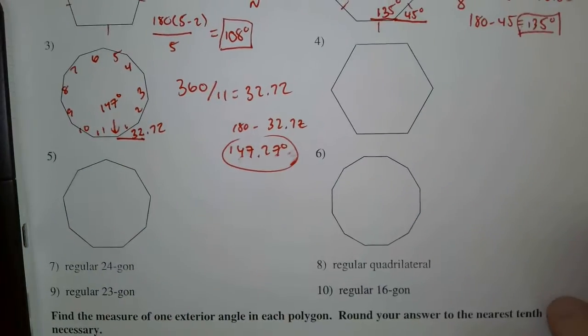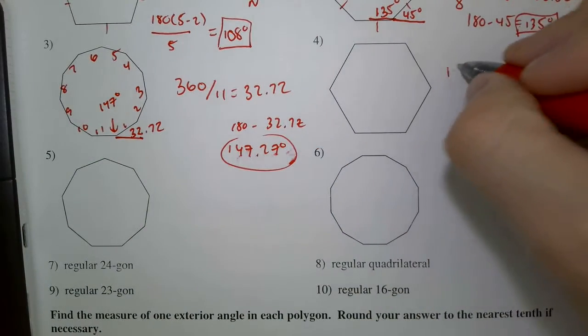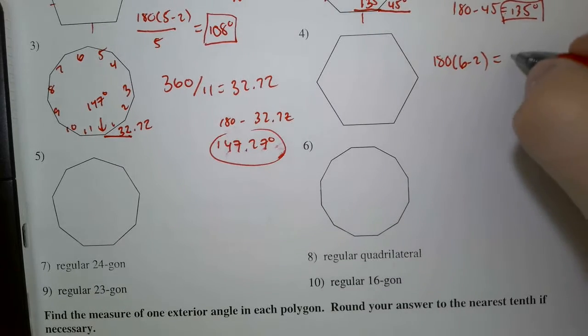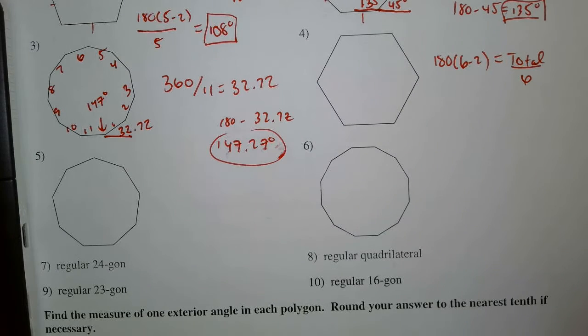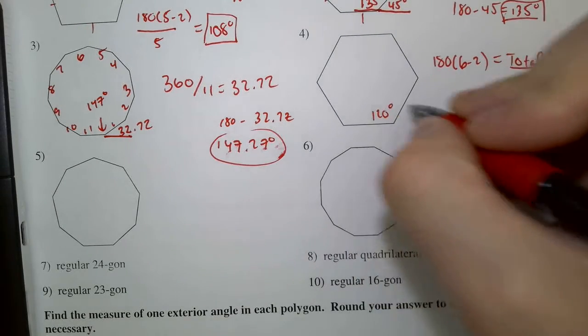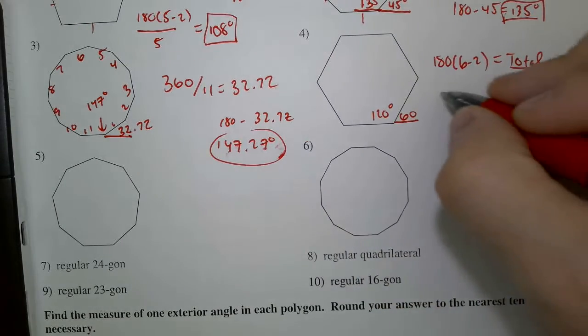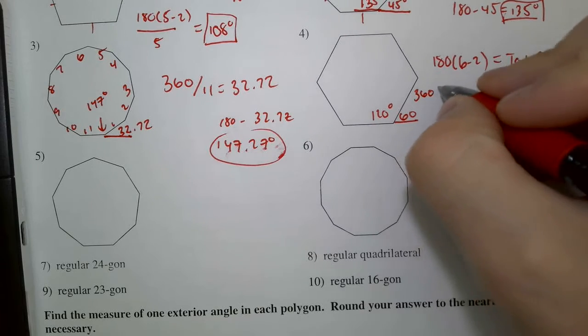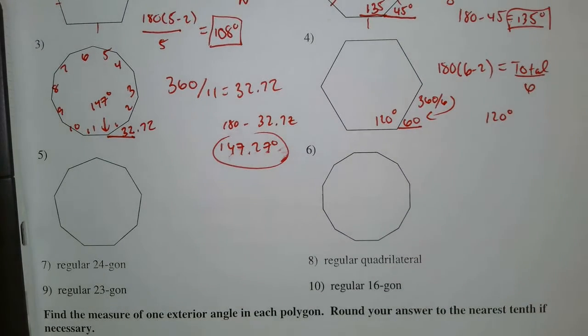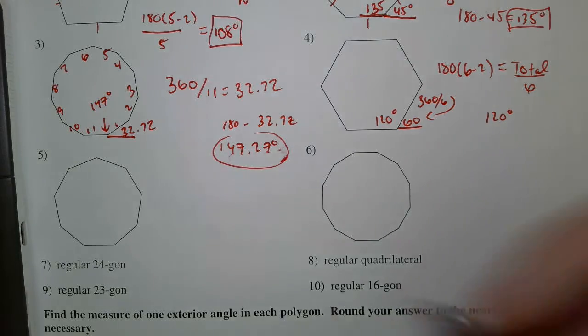Okay? Here we got a 6-sided figure, so you can do 180 times 6 minus 2. That would tell you your total. And then if you divide your total by how many sides you have, you get your individual. 180 times 4 divided by 6. You get 120 degrees, so that means this is 120. I wonder if this is 60. What's 360 divided by 6? 60. Okay, so the 360 divided by 6 to get the exterior as well works.